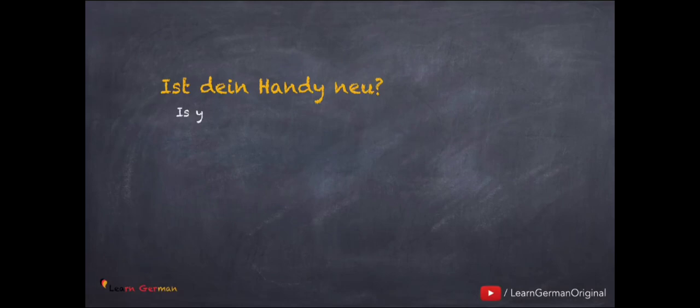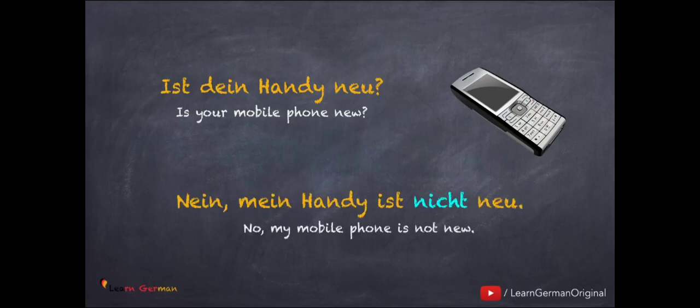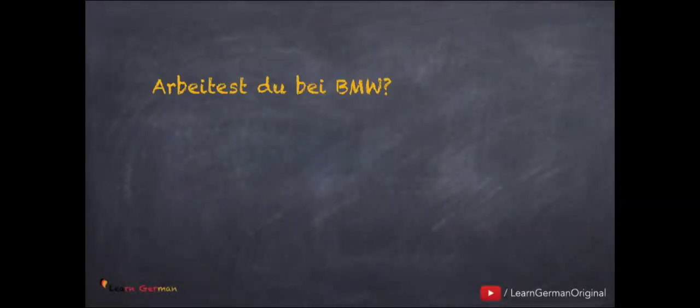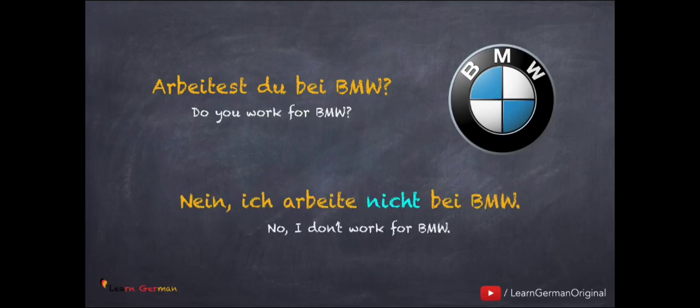Here's another example. Ist dein Handy neu? Nein, mein Handy ist nicht neu. In this case, the adjective neu is being negated with nicht. Moving on to the next example. Arbeitest du bei BMW? Now we have to negate the part of the sentence bei BMW. So we would say, Nein, ich arbeite nicht bei BMW.